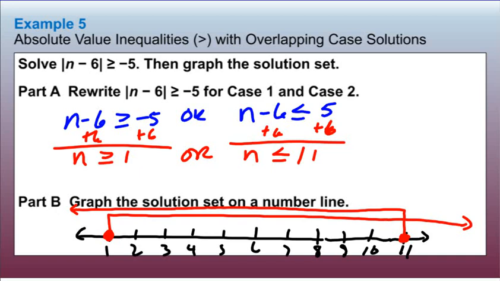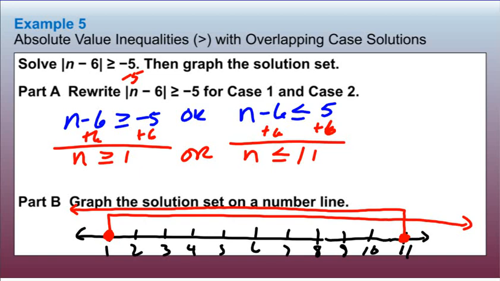So now if I put any number in for n, so what if I put in negative 5 for n? Negative 5 minus 6 is negative 11. The absolute value of negative 11 is 11. 11 is greater than negative 5. So I can put any number in there and it would work, because it just has to be greater than a negative number. And any absolute value is always going to be greater than a negative number.